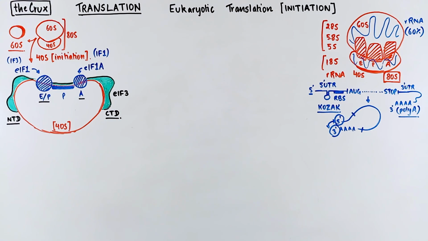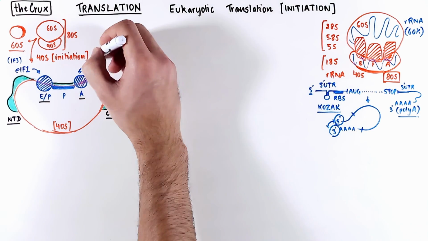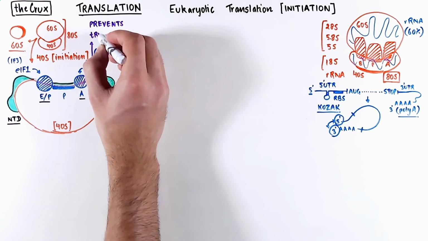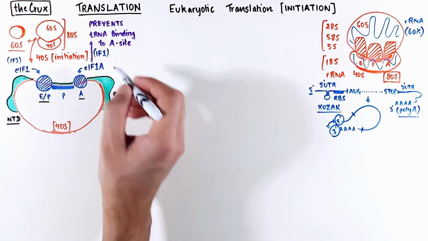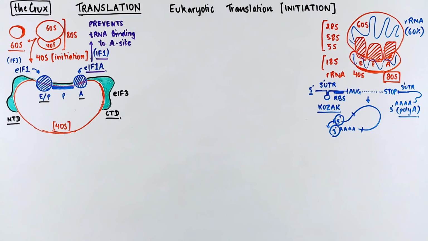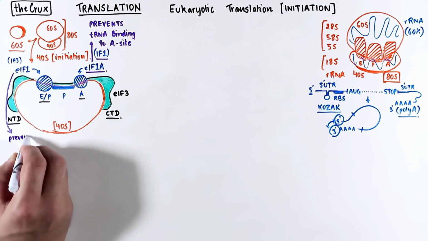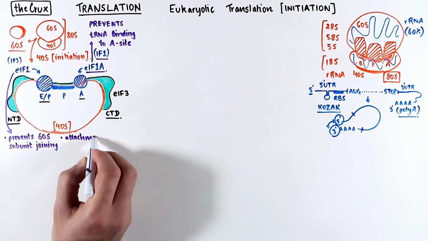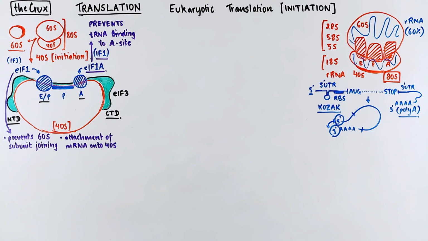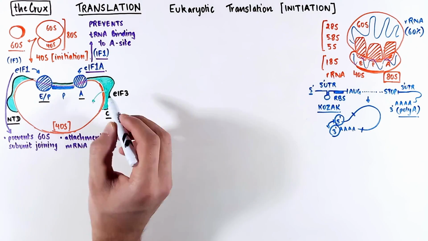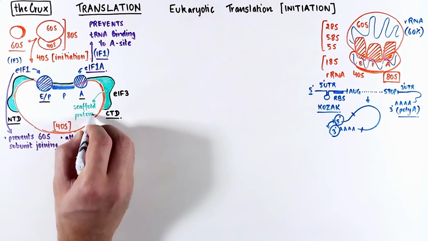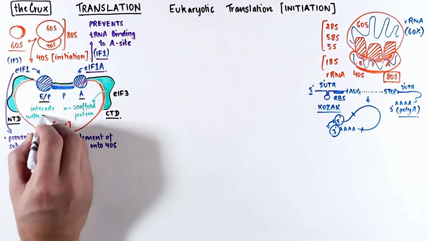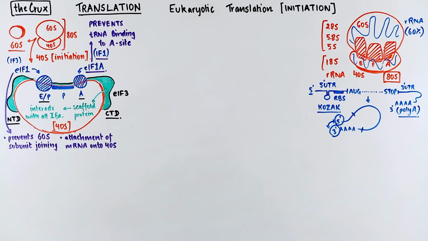Now, let's talk about the functionality of these factors. The eIF1A primarily blocks the tRNA binding to the A site. And one additional function that it serves, which we will see later, is that it also helps in the docking of the 60S subunit. The eIF1, on the other hand, prevents the 60S subunit from joining. And there's one more function that eIF1 serves, which is that it positions the mRNA at the 40S subunit. And this large initiation factor 3, as we said, is a scaffold protein, which interacts with almost all initiation factors to regulate the overall 40S subunit interactions.